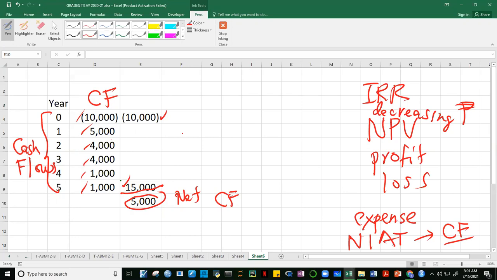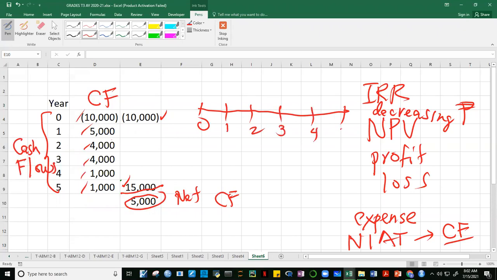But guys, we go back to the concept that we studied. We cannot add these cash flows. Why? Why can't we add these cash flows?